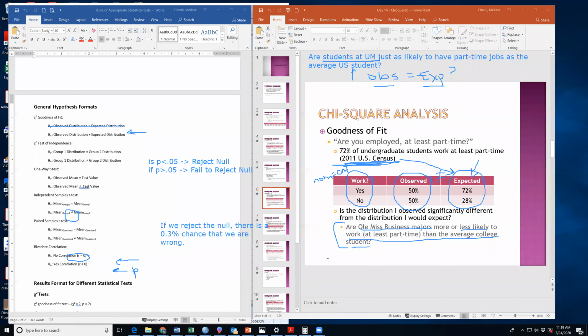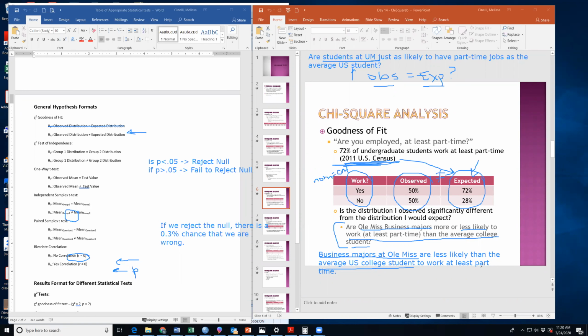All right, so if I was writing this up in my paper, I would write business majors at Ole Miss are less likely than the average US college student to work at least part-time. All right, and so the parts of this sentence where I'm getting this from, business majors at Ole Miss, this is referring to the population from which my sample was drawn. So my observed distribution is not equal to, and in this case, it's less than, the average US college student, that's my expected distribution, to work at least part-time.